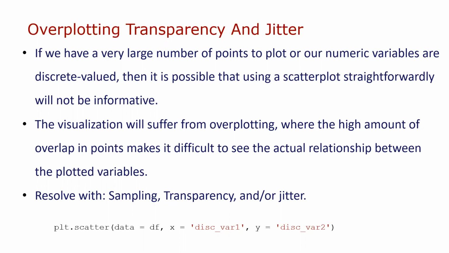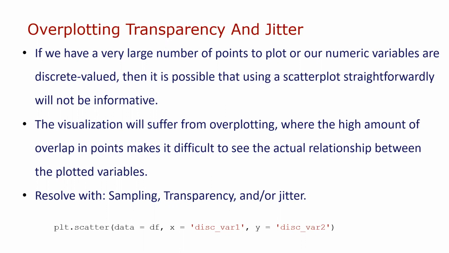One of these three things, actually, if we want to use a scatter plot. The first one is sampling. The second one is transparency, and or jitter. So what do we mean by this? Sampling, as the name indicates, means that instead of having 1 million, take a random sample of these numbers. So instead of making it 1 million, let's make it 1,000. Okay, that's what we call sampling.